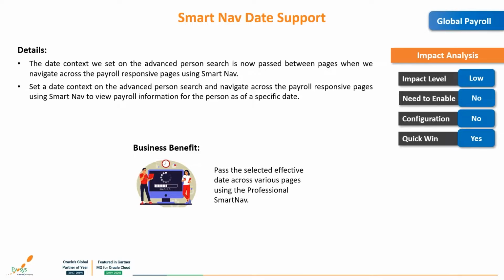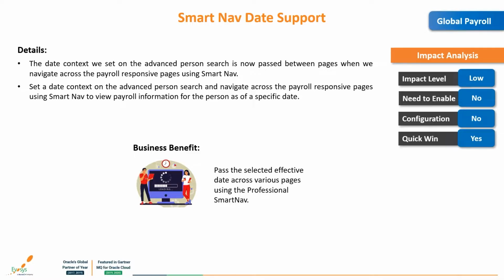For example, I want to view a person's record as of 31st May. So I click on element entries, I set the effective date to 31st May, and then I go to the advanced search for a person, and then I view the element entries. Now going back to the balance adjustments page, I'm searching for the same person in the advanced search mode. Now the balance results as of 31st May will automatically get displayed because the context of the effective date gets set there.